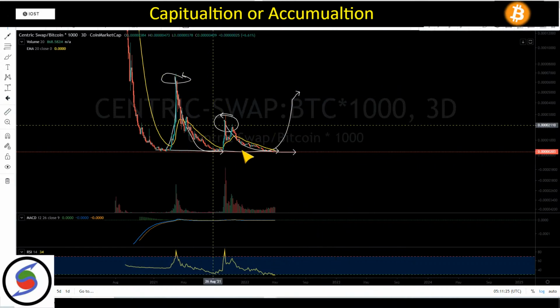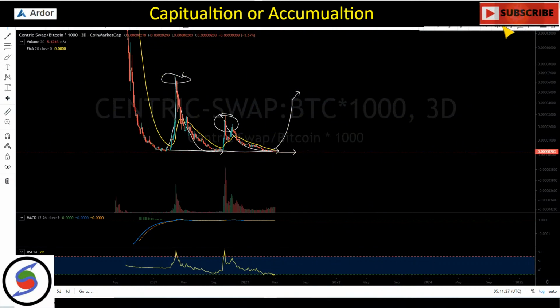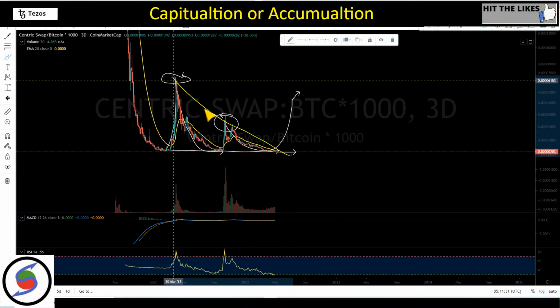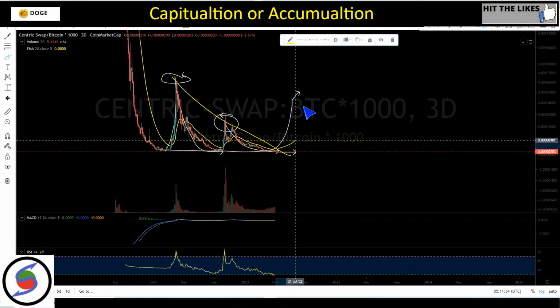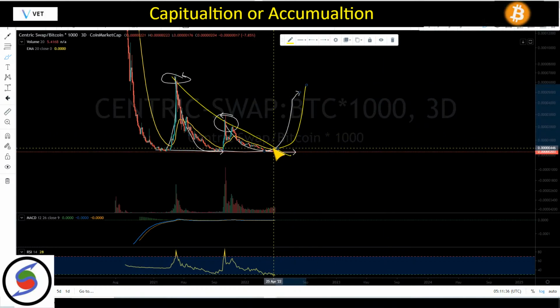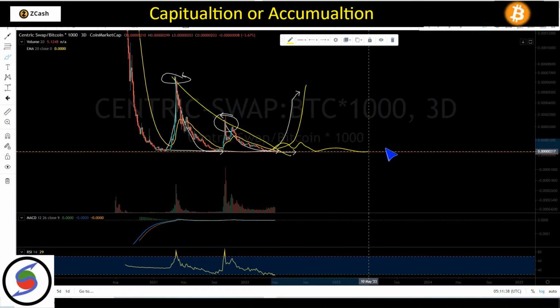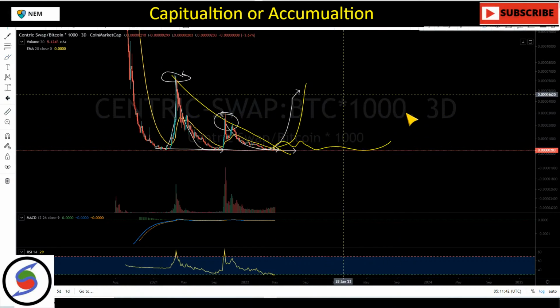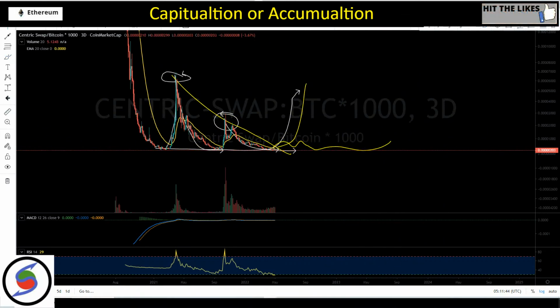We could get a macro reversal to the upside if we break the descending trend line resistance. We just don't know how long it'll take. It could take months, weeks, years, who knows. Or even tomorrow it could pump. I know you will like that one.